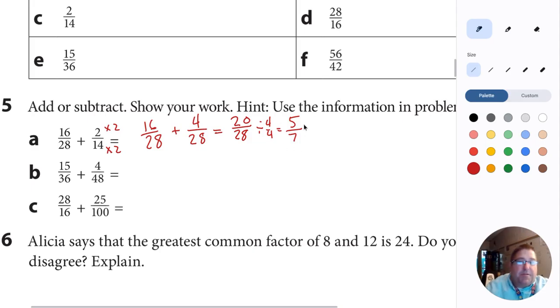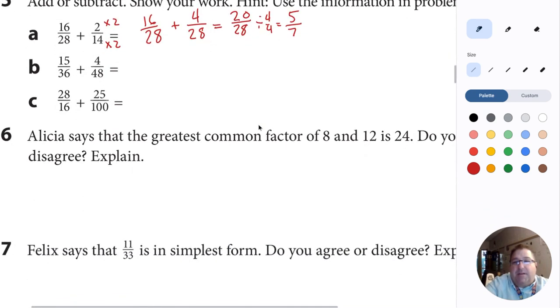Now in class, when we go over this, there'll probably be some students that didn't have 5/7, but they had something equivalent. Maybe they left it at the 20 over 18. Maybe they got a different number. But as long as it's equivalent, that's the right idea. And then we're just talking about simplifying from here.